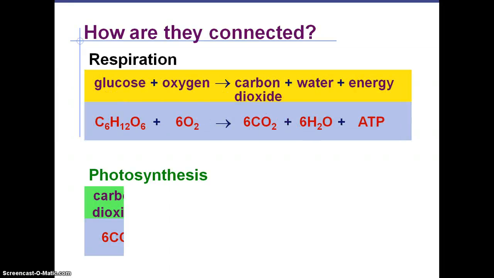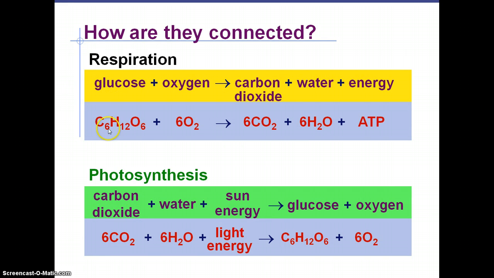So now we'll get to the connections. If we look at the equations for respiration and photosynthesis, you should notice that they are opposites. So the reactants of respiration are the same as the products of photosynthesis, and the reactants of photosynthesis are the same as the products of cellular respiration. The differences being the types of energy involved, but the whole point of photosynthesis is to convert light energy into chemical energy.